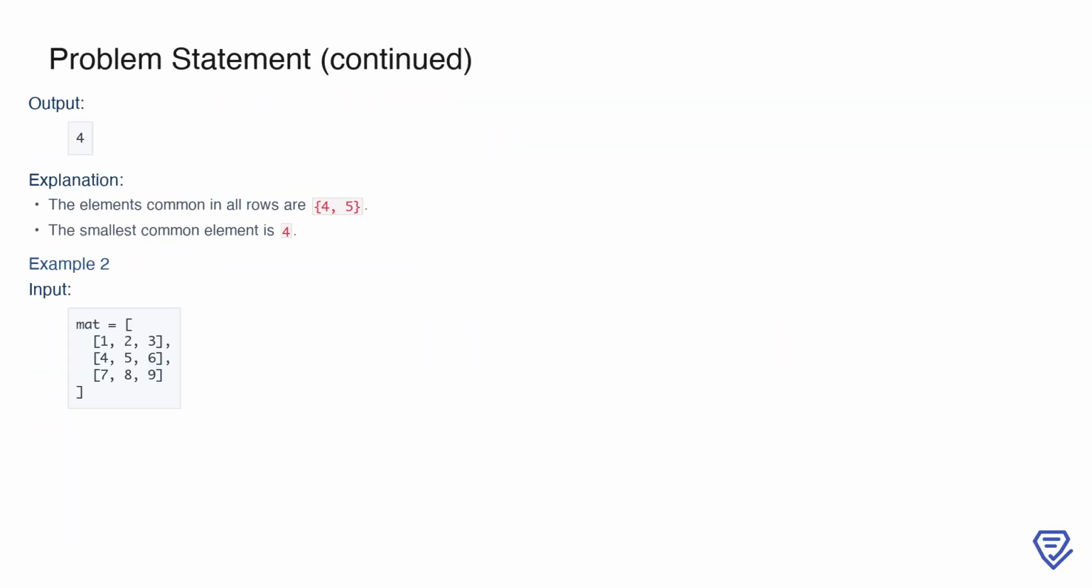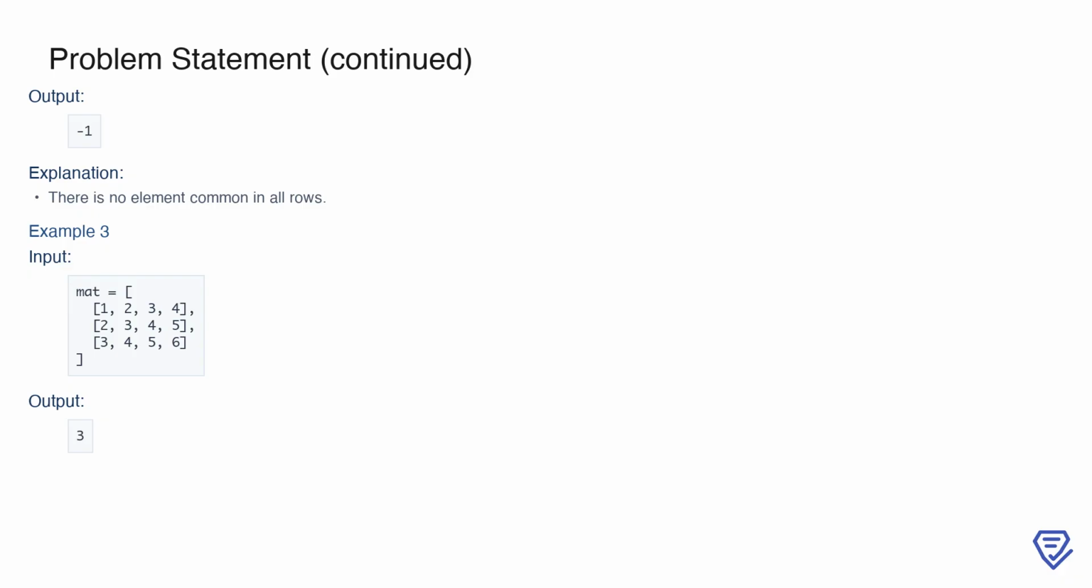In the first example, the input matrix is provided as a list of 3 rows: 1, 2, 3, 4, 5; 2, 4, 5, 8, 10; and 4, 5, 8, 9, 11. Here, we need to identify the elements that are present in all 3 rows. By comparing the rows, we see that the numbers 4 and 5 appear in every row. Since we are tasked with finding the smallest common element, the result is 4. This is the smallest number that is common to all rows in the input matrix.